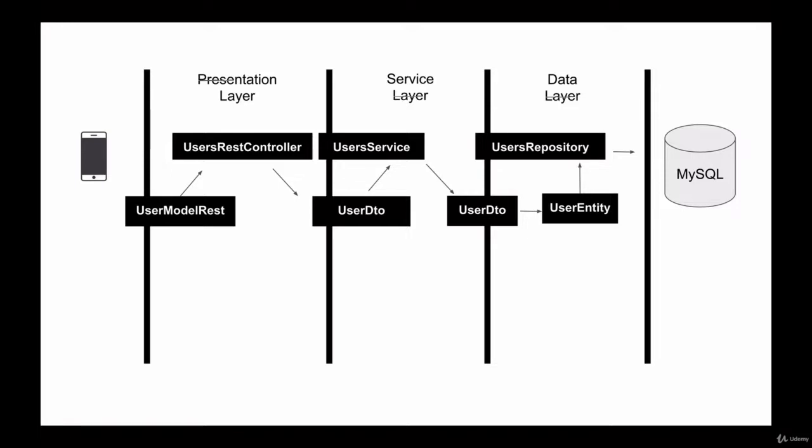its own responsibility. For example, the presentation layer is responsible for accepting information from the HTTP request and then passing this information to the service layer. So please note that objects that live in the presentation layer, like for example the user model REST object, do not communicate with the data layer directly. The presentation layer reads information from the HTTP request and then passes that information to the service layer, and it is the service layer that performs most of the business logic.